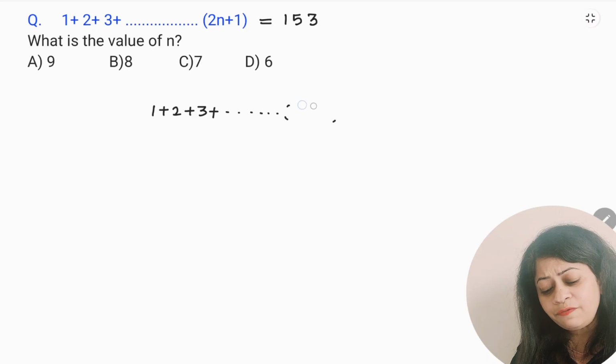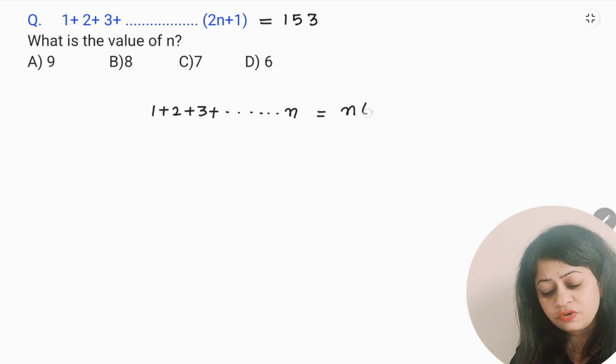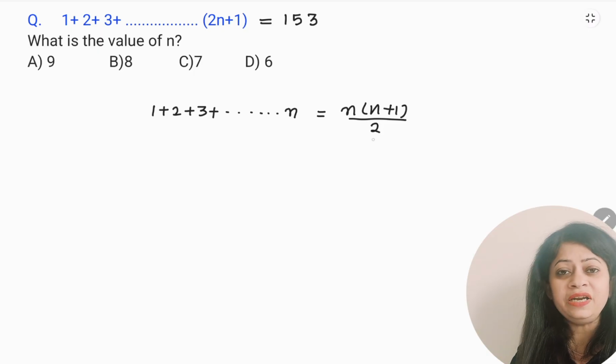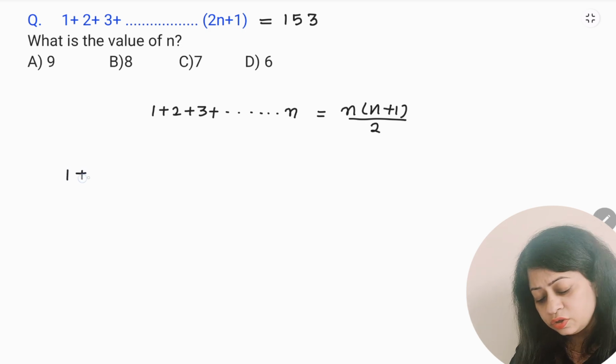But I know one formula. What formula is that? I know that sum of first n natural numbers, when I don't know n, sum of first n natural numbers is n times n plus 1 divided by 2. Okay. If it is, suppose it is 10, it will be 10 times 11 divided by 2, like that. Okay. So in our question, instead of n we have 2n plus 1. Okay, so now I will just replace n with 2n plus 1, right?